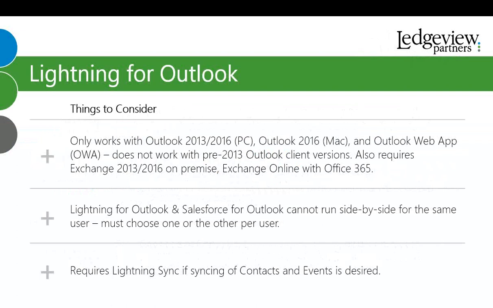So it's been limited to work with Outlook 2013 and 16 on PC, but it does work on Mac for Outlook 2016. It's not backwards compatible with anything older than that. So you at least need to be running Outlook client version 2013 and above. And then also when you look at the Exchange versions it functions on, you need at least 2013 or 2016 for an on-premise or Office 365 for Exchange Online to be able to utilize Lightning for Outlook.